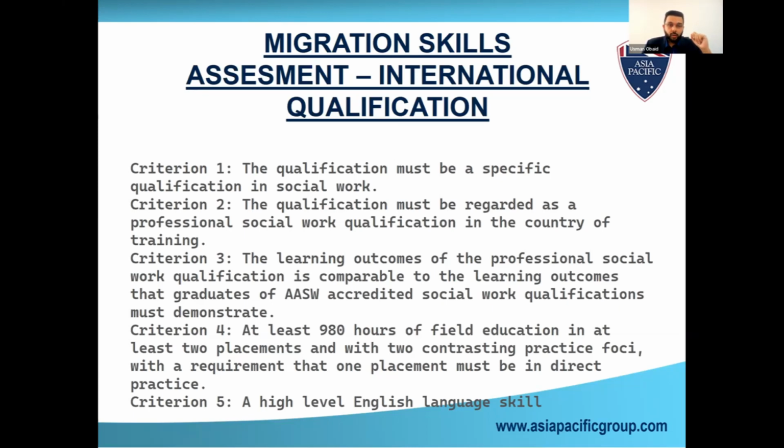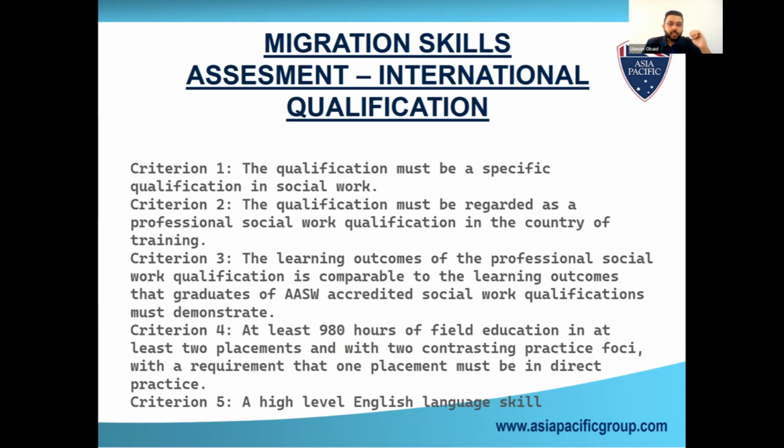Third one, the learning outcome of the professional social work qualification is comparable to the learning outcomes that graduates from an ASW accredited social work qualification must demonstrate. So basically, they're trying to equate that if you've done an Australian degree, will your overseas degree be comparable to it or not? Now, how you do that, it comes down to the components. Like, what have you studied? They look at 9 to 10 components, and if you studied that, that will be considered relevant, otherwise not. But again, that is country to country, university to university, degree to degree. So there's literally no one size fits all formula, unfortunately, in this scenario.